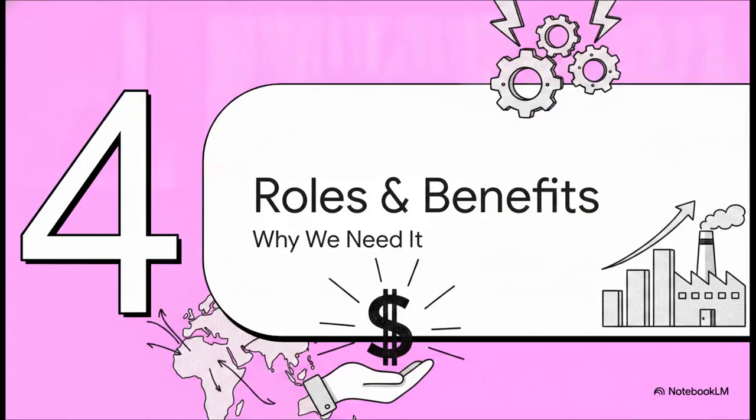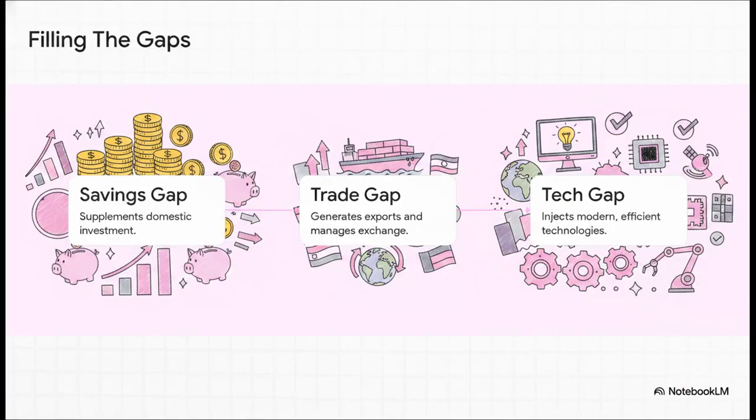All right, Section 4, roles and benefits. Let's look at what this money actually does. Foreign capital performs a kind of miraculous role by plugging three massive holes in a developing economy. First, it fills the savings gap by supplementing domestic investment when local savings just aren't enough. Second, it fills the trade gap by generating exports and helping manage foreign exchange. And third, it fills the technological gap by injecting modern, super-efficient technologies that a developing nation might otherwise take decades to build entirely on its own.